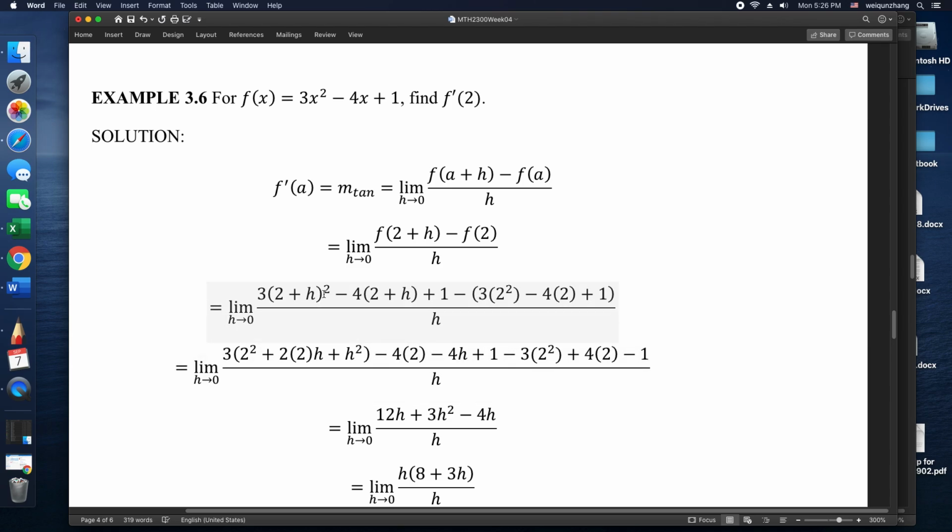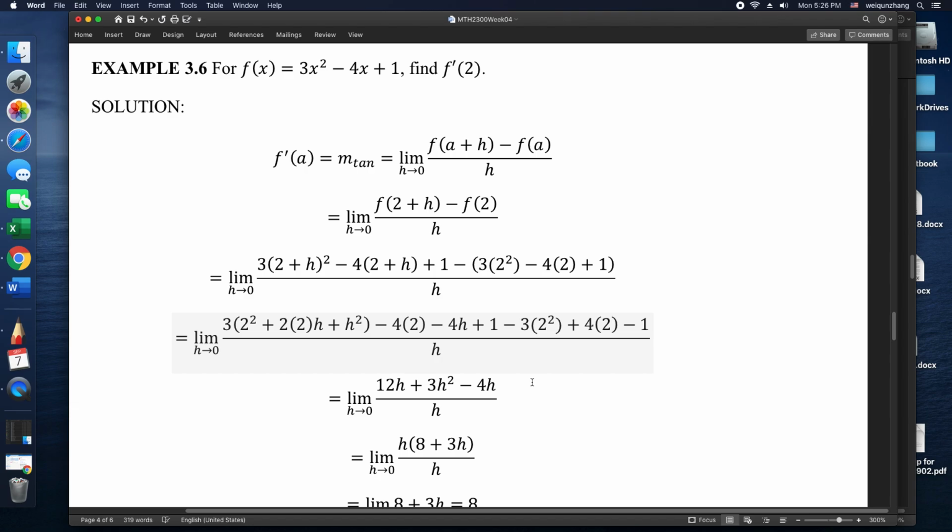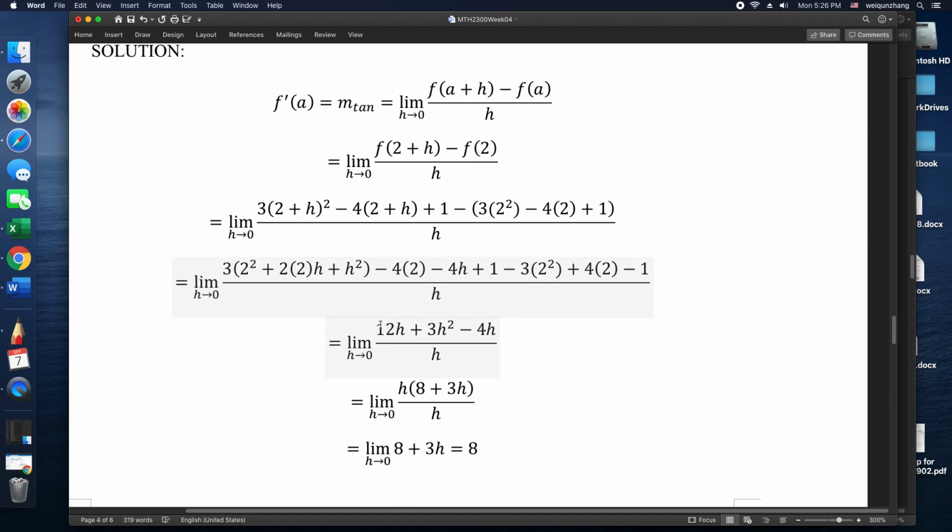So this is the square of a sum. We get 3 terms, and you multiply this out, and multiply that part out, and a lot of terms cancel. Eventually, for the numerator, I have 3 terms left: 12h plus 3h squared minus 4h. And also 12h minus 4h, that's 8h, right? Then we can factor out h from the numerator. h is a common factor in the numerator, and we do have a single h in the denominator, which means h cancels.